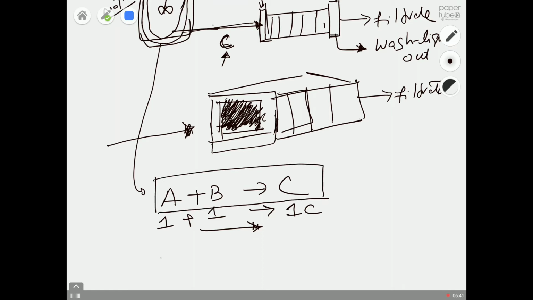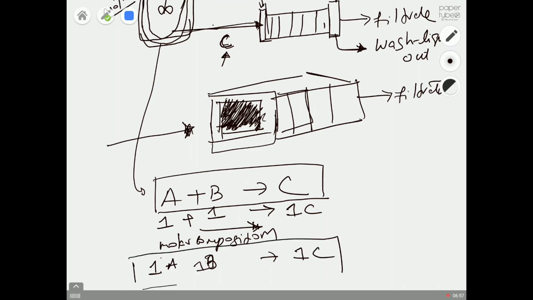So we know, all in molar compositions, 1 mole of A, 1 mole of B, give rise to 1 mole of C. So these are some other conditions.